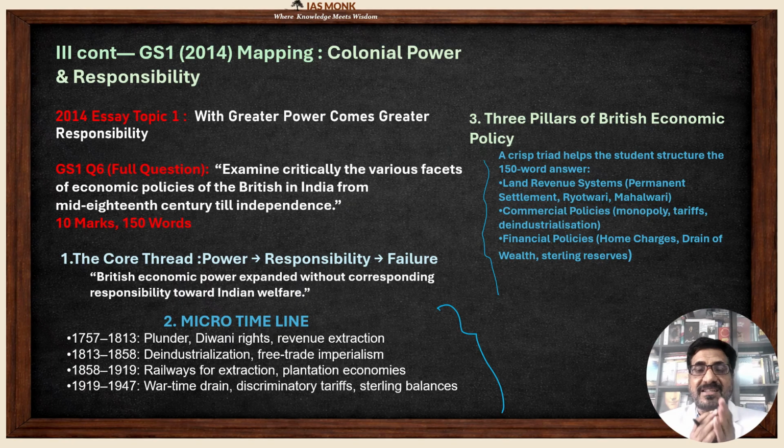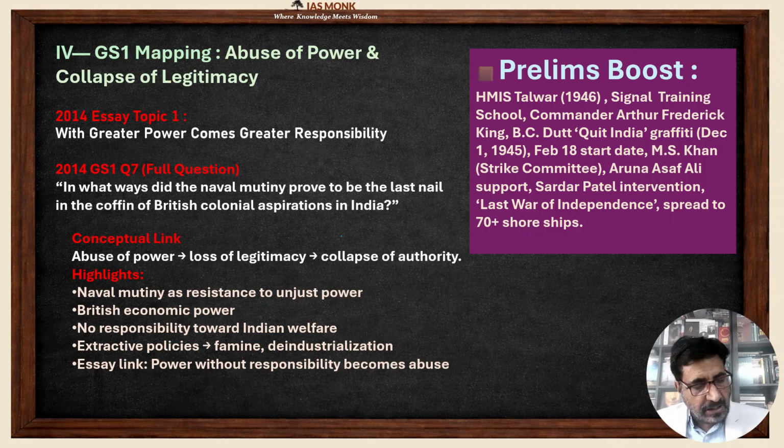So, this is how we can connect this question to our essay number 1 of 2014. Now let us move on to the second question of this GS1 of 2014. That is, in what ways did the naval mutiny prove to be the last nail in the coffin of British colonial aspirations in India? Naval mutiny means what? That is Royal Indian Navy mutiny of 1946. So I hope you remember.